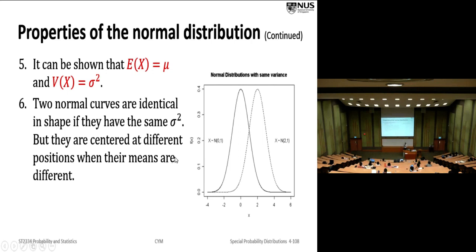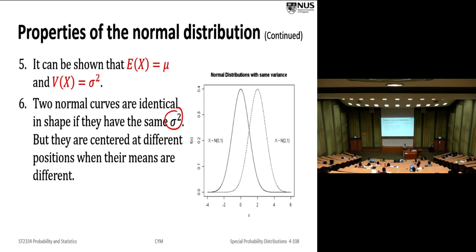Now, another property is about two normal curves. That means two normal distributions. If they have the same sigma squared, that is, the variances are the same for these distributions, then their shape is the same. So that's why sometimes sigma or sigma squared is referred to as the shape parameter. It identifies the shape in a normal distribution.